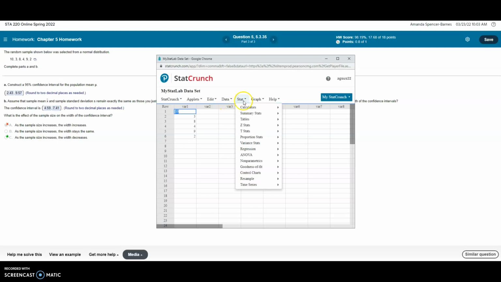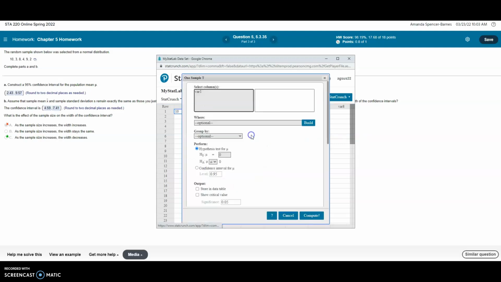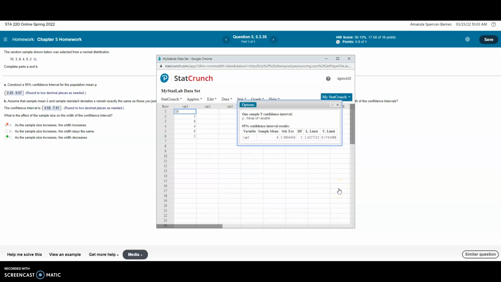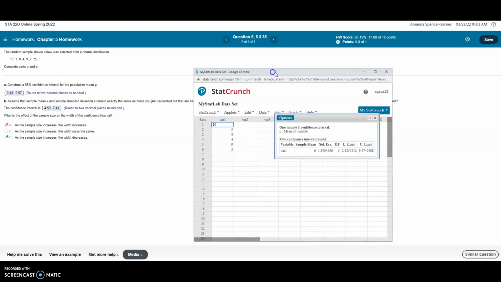Then we're going to go to Stat, T-Stats, one sample, but this time we're going to choose data because we have the data. We're going to tell it that the data is in column 1, and we're going to tell it that we need a 95% confidence interval and hit compute. And so we have our lower limit as 2.43 and our upper limit as 9.57. So this is how you would enter a T statistic problem.